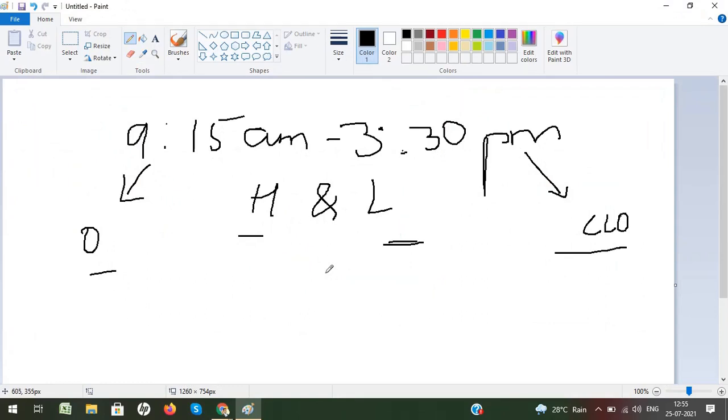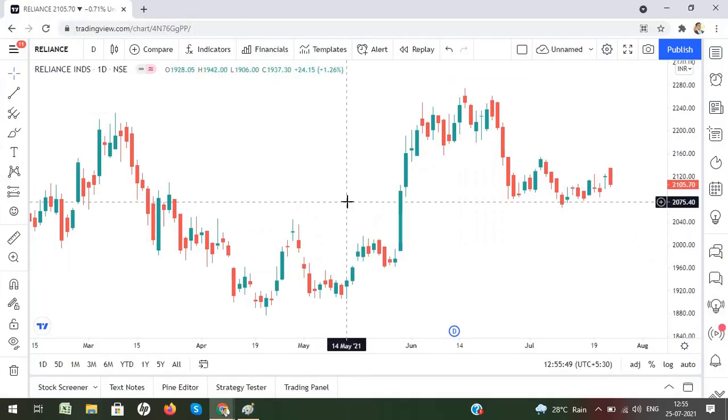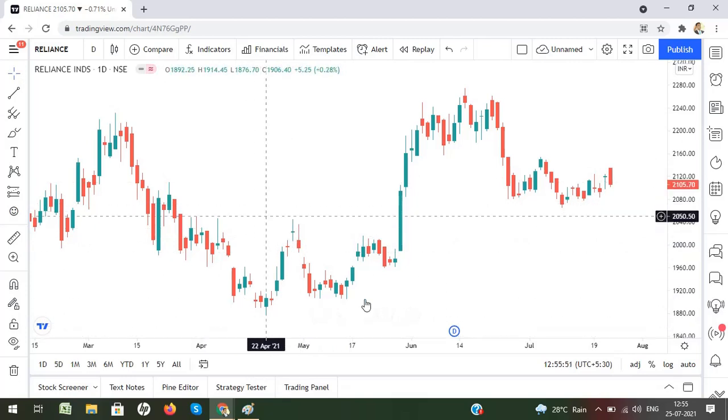Now when will a candlestick not have a color? That again depends upon the closing price. When the closing price is the same as the open price, that's the time you don't have a candlestick color, and there is no body as well. It's just one flat horizontal line, because the open price and the closing price are the same. So this is how the candlestick construction takes place on the chart.